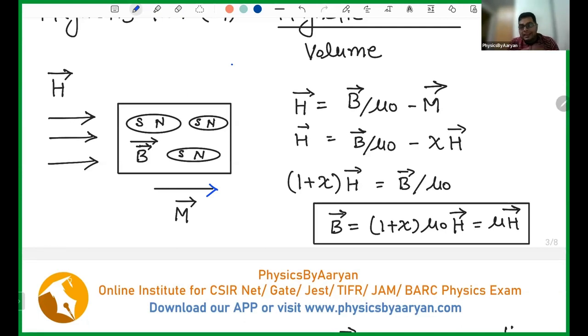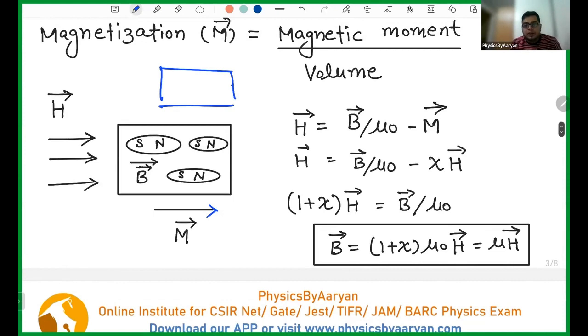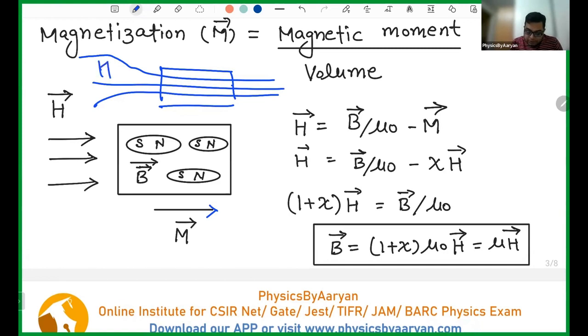Now H is what I applied, but that is not important. The net field inside the material is B. You applied H, that is fine. But how much of those lines are entering the material? That is B. Let's say you have a ferromagnetic material, then the field lines try to go through this. You applied H, but the field lines entering are B. How many field lines are entering per unit area is defined as B.